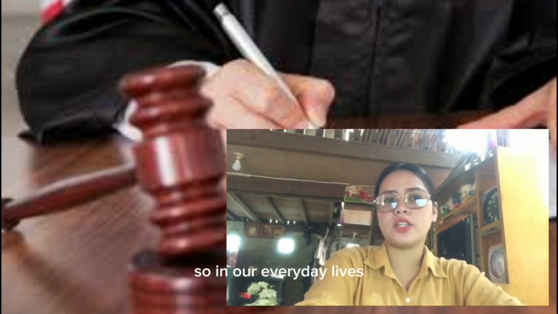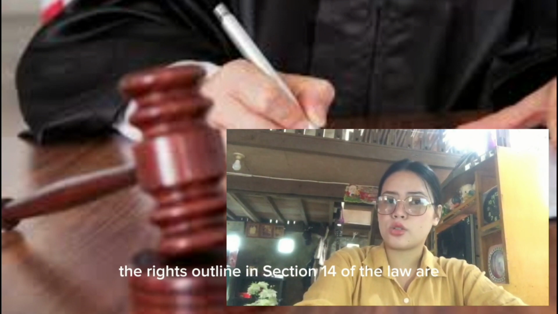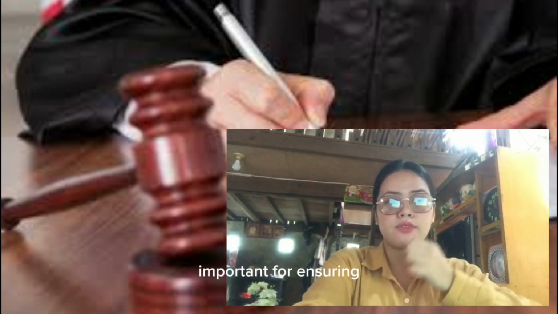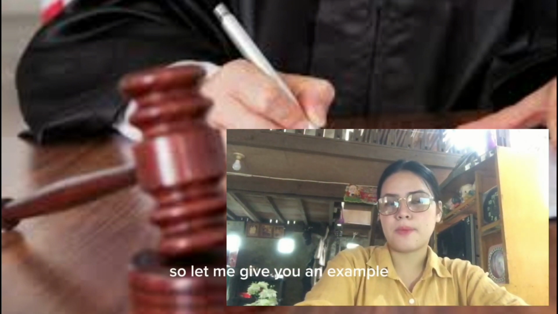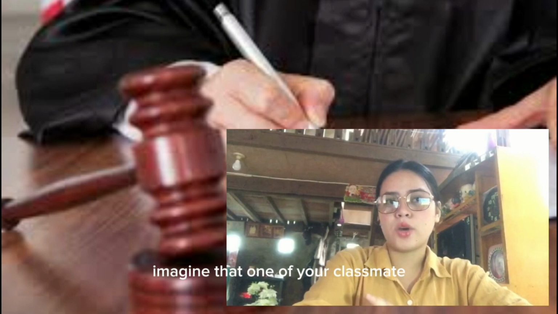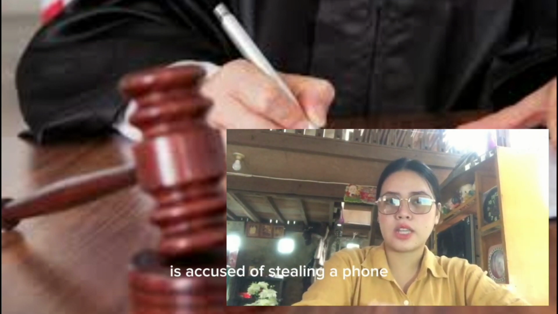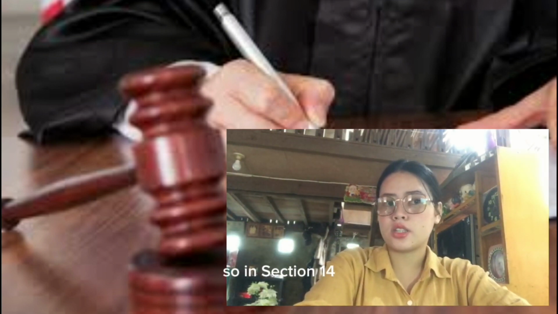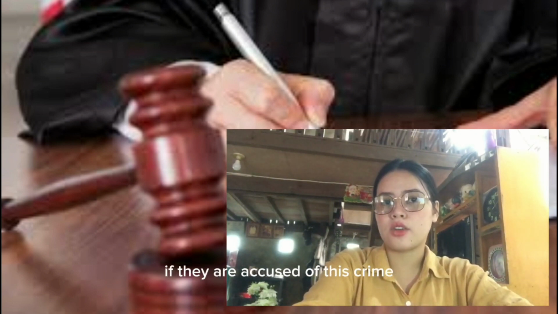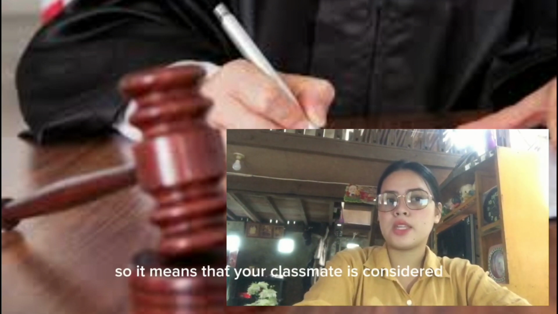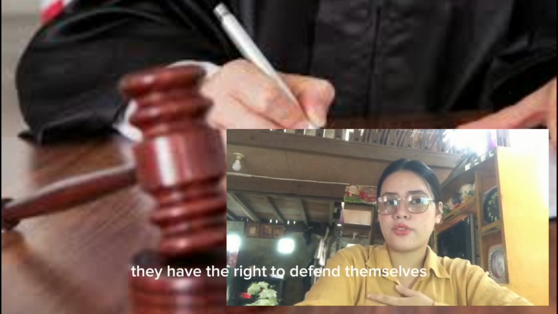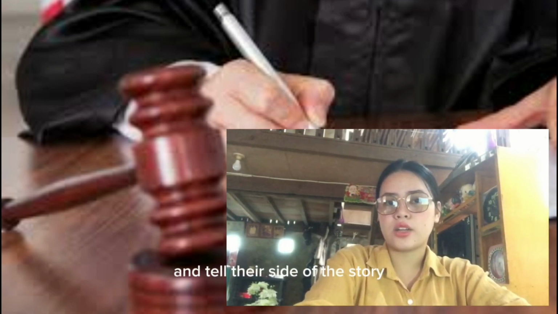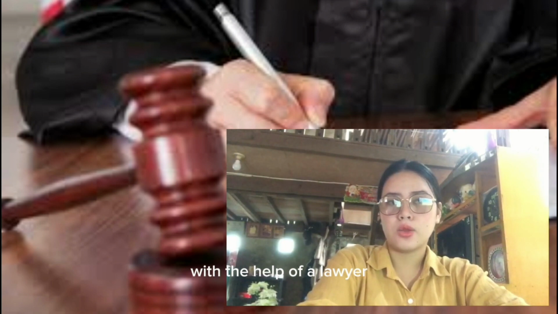So in our everyday lives, the rights outlined in Section 14 are important for ensuring fairness and justice. Let me give you an example. Imagine that one of your classmates is accused of stealing a phone. Section 14 guarantees certain rights to your classmate if they are accused of this crime. It means that your classmate is considered innocent until proven guilty. They have the right to defend themselves and tell their side of the story with the help of a lawyer.